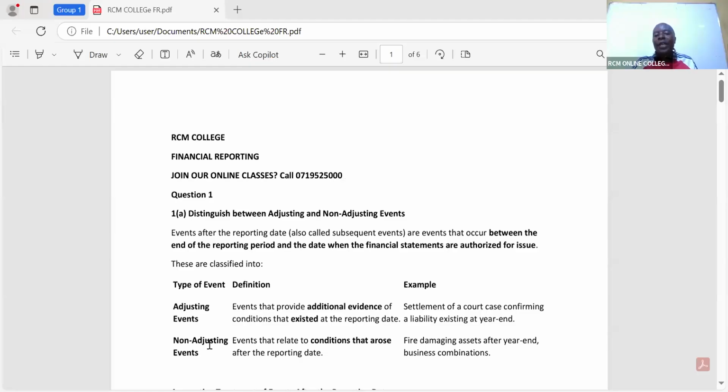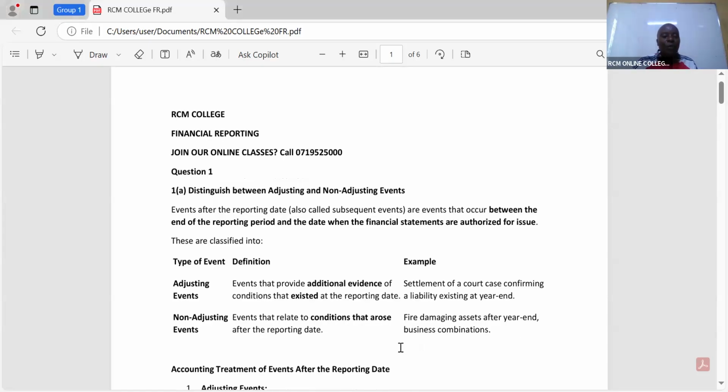That cannot be adjusted. Non-adjusting events are events that relate to conditions that have arisen after the reporting date, like fire damaging assets after year end, or business combinations. If we do mergers and acquisitions in 2025, we don't expect those figures to affect our 2024.